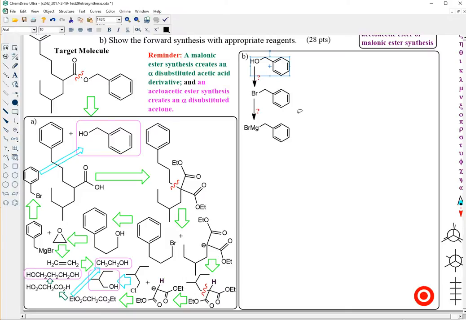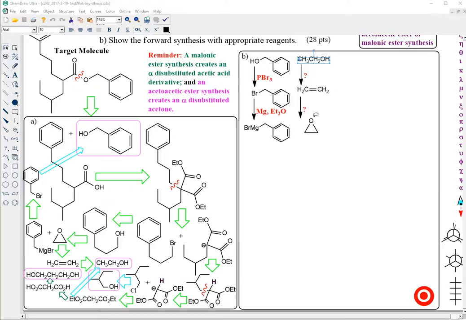Benzyl alcohol can be converted to a Grignard in a 2-step procedure. First step, phosphorus tribromide converts the primary alcohol to an alkyl bromide. That followed by magnesium metal in diethyl ether or another ether solvent creates the Grignard reagent.